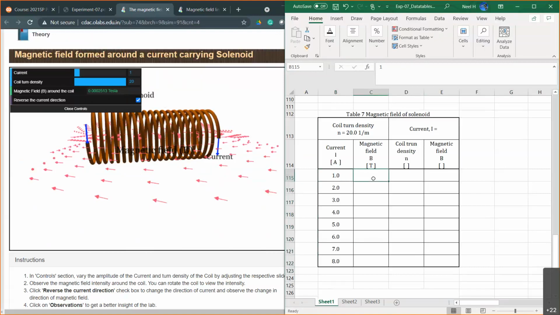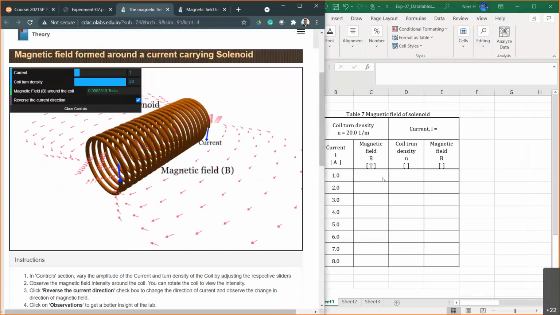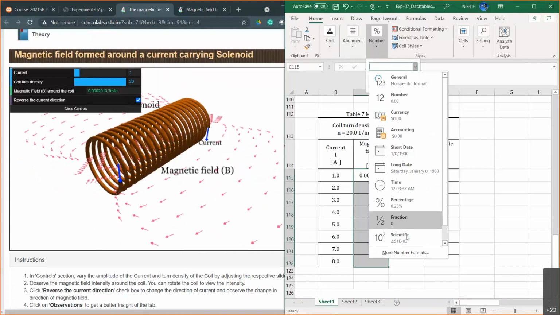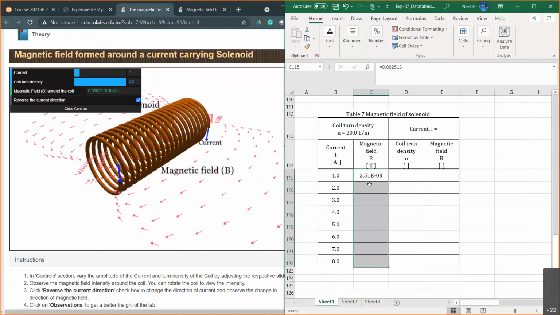And then we'll see how the magnetic field changes inside. Okay. All right, so at 1 amp the magnetic field is about 0.002513. Record all the decimal places. Okay. And also you can highlight this area and change this into scientific notation because we still have smaller numbers. So it's better to use scientific, but I need at least 4 significant figures. Okay. Make sure you increase the number of significant figures to 4.